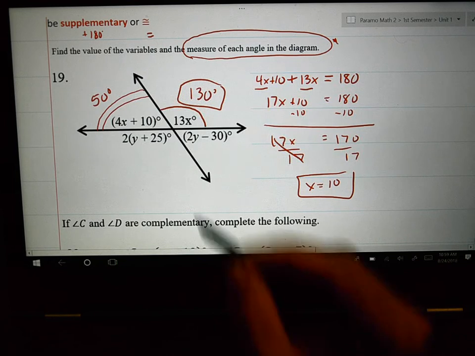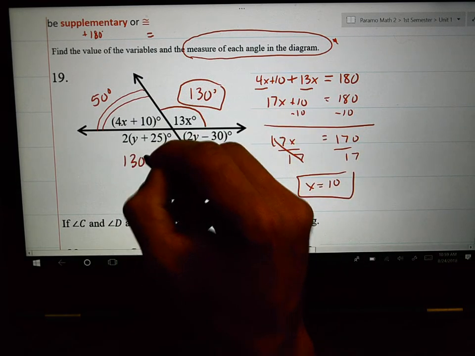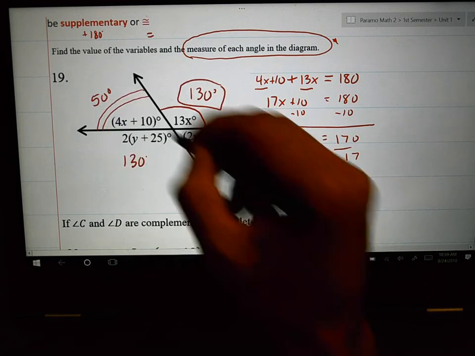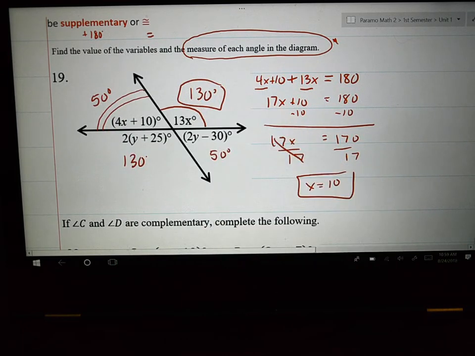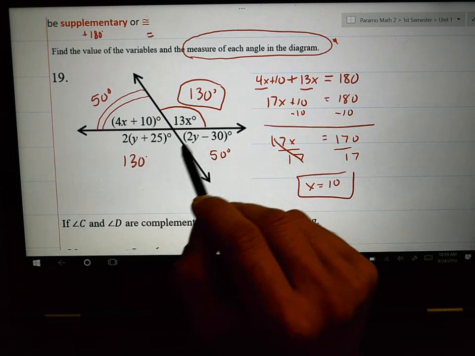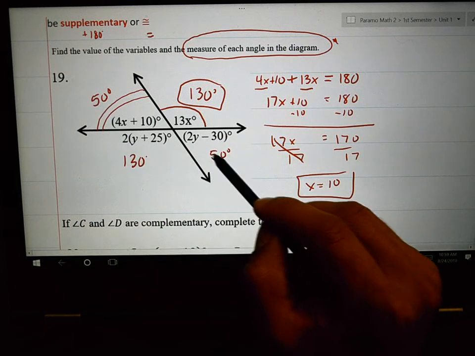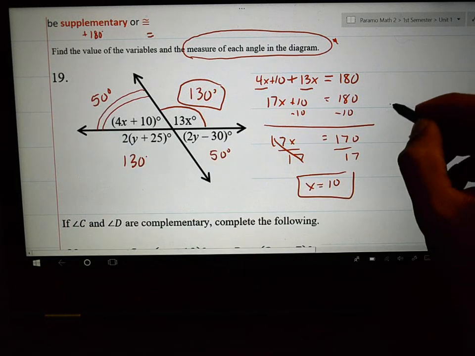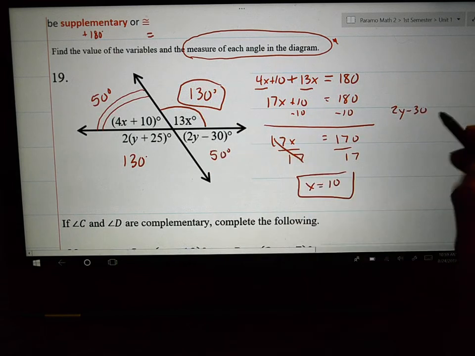And then I know vertical angles, these are going to be the same. The only thing I have to figure out is what is y. And I could do the same thing where I said this plus this equals 180. Or since now that I know that this is 50 and this is 50, I could even do a separate equation here and take this, since it's equal to 50, and I could solve that.